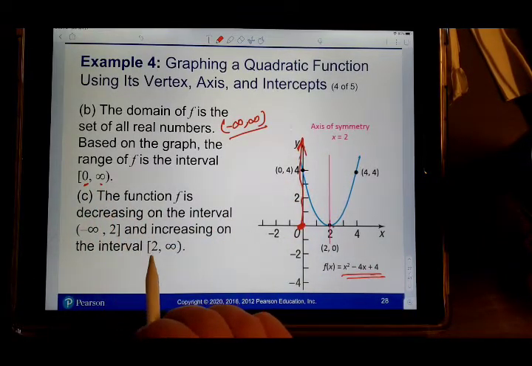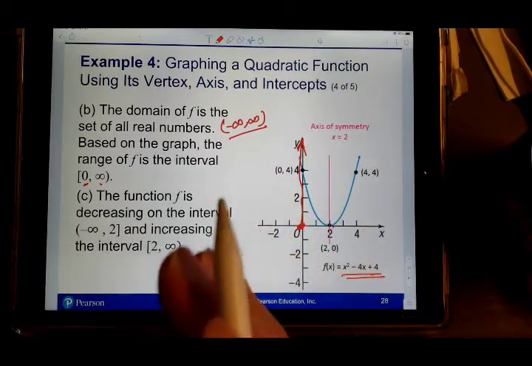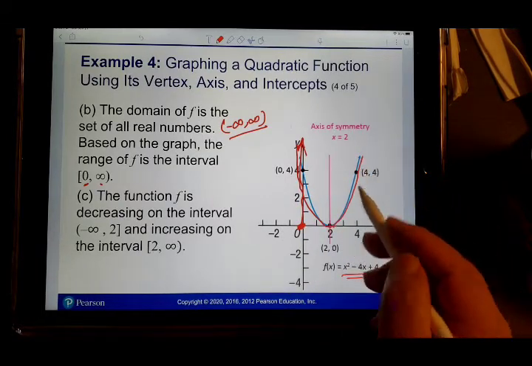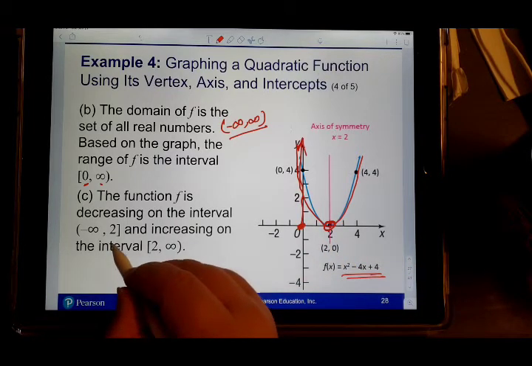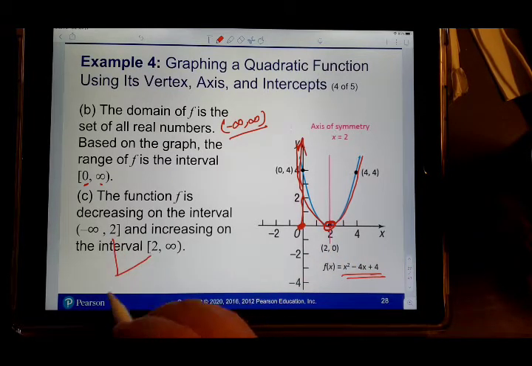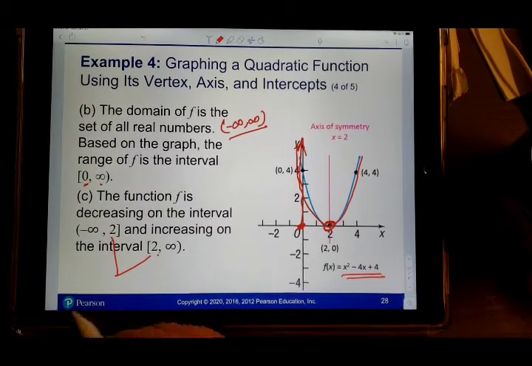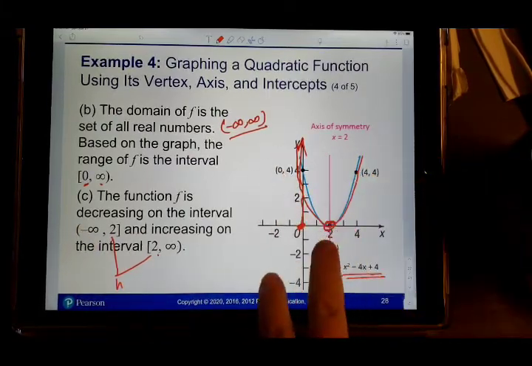Where's the function decreasing and increasing? Again, that separation between where it's decreasing to where it's increasing is going to occur at x equals 2. And so, no coincidence that this point is h. All right, so it's decreasing, it's increasing.